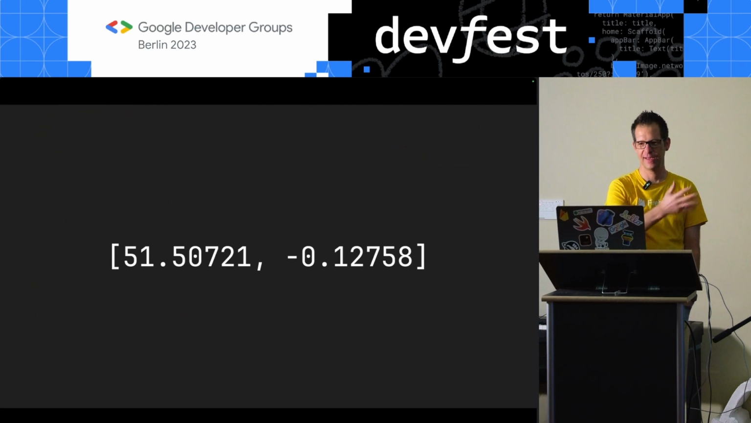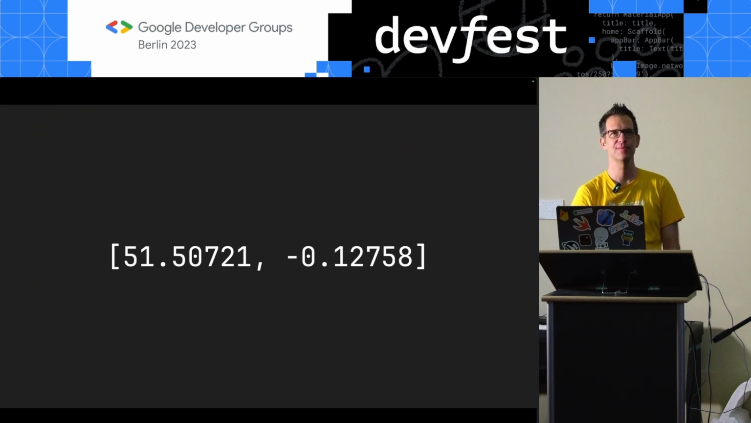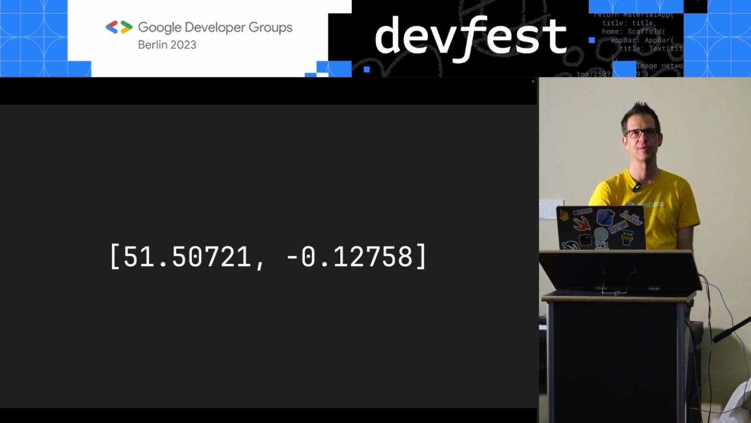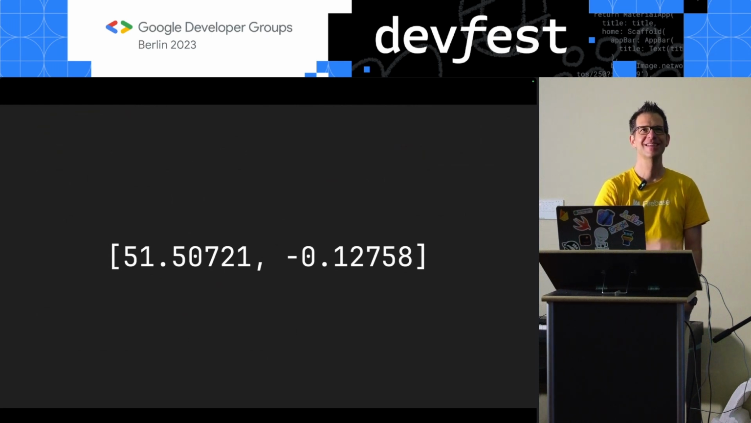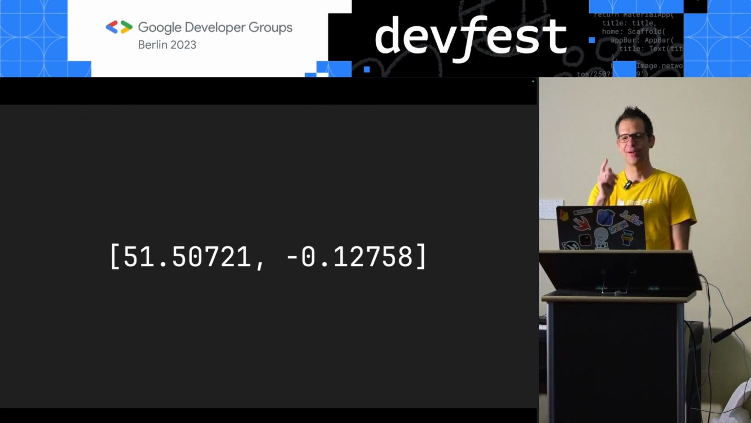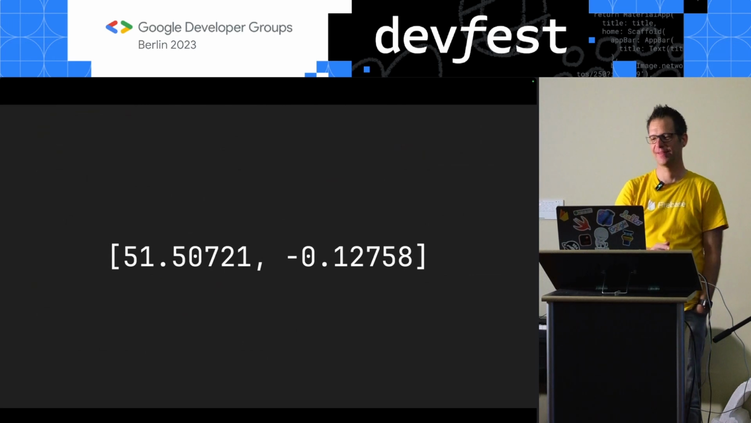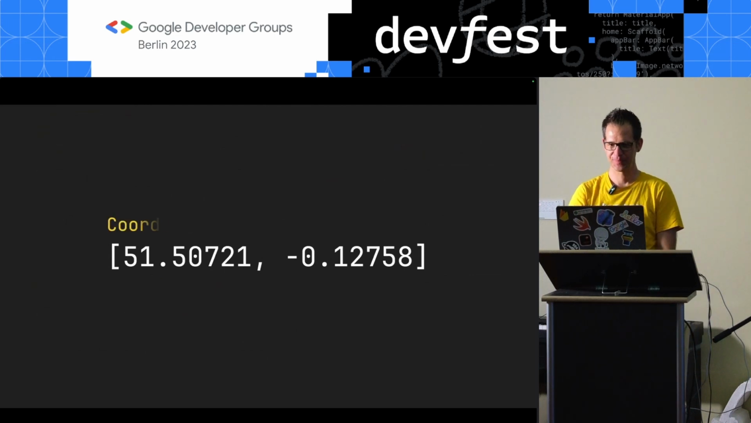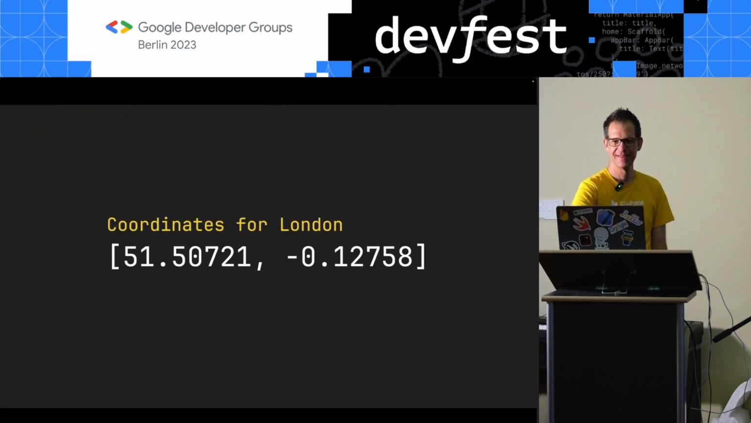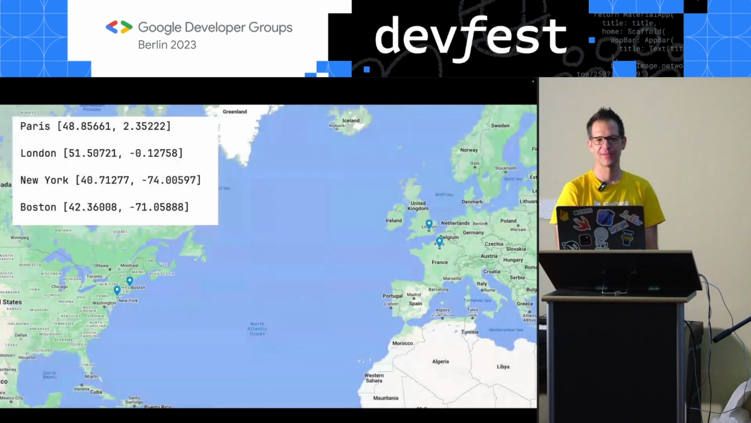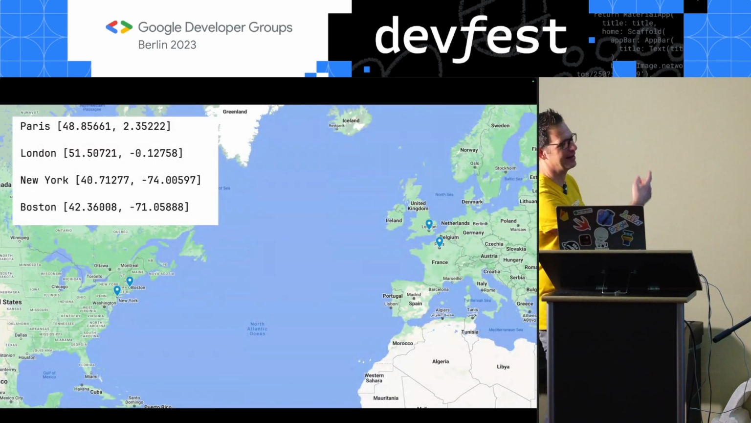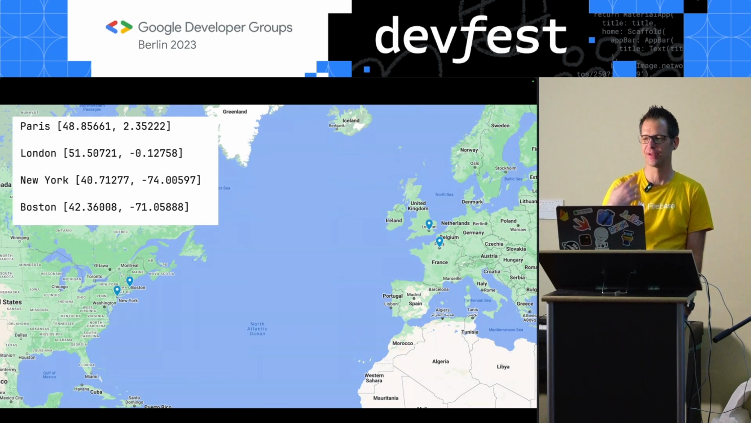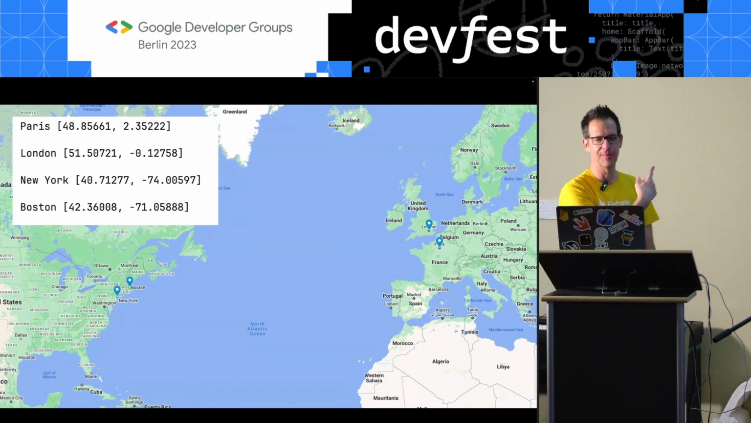Yeah, it has to do with correlation, but look at the two numbers. Almost. So it's not Berlin as GPS coordinates, it is London. But pretty close, right? And here are the coordinates for a couple of other cities, and you can see them on the map.